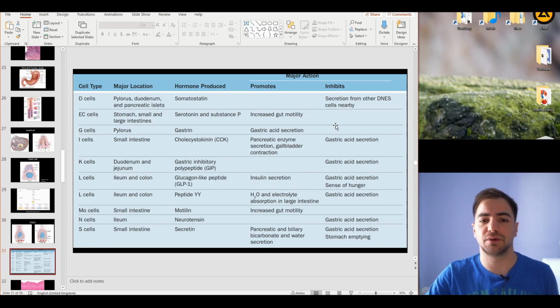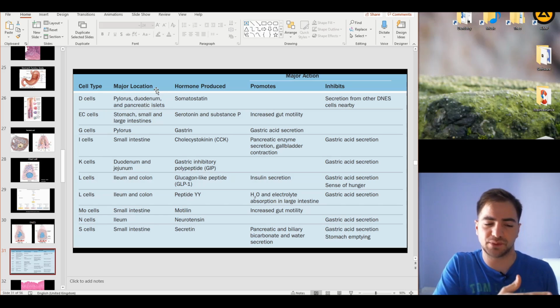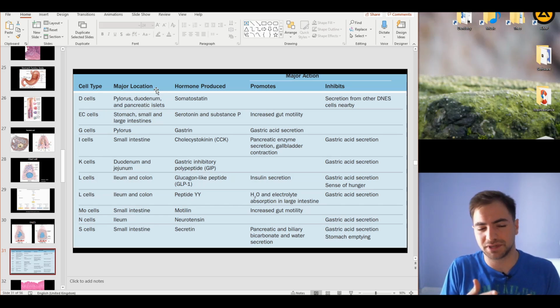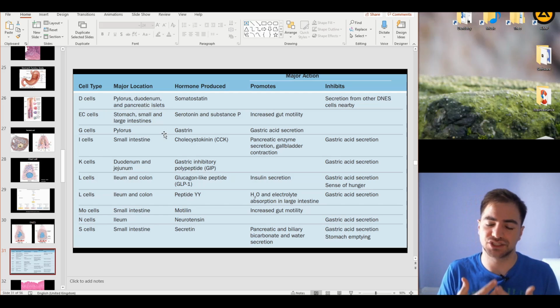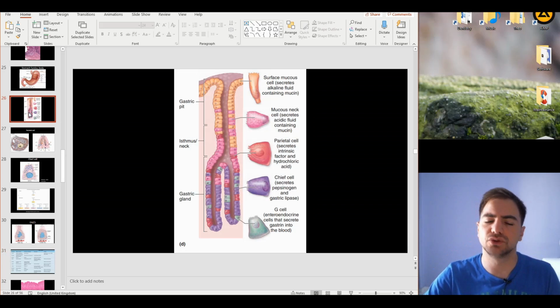This is an example of how many cells can be classified as DNES. This is, of course, a table from Junqueira, and you can see the many different types of cells. Typically, the cells are named with a specific capital letter, and this capital letter is typically taken from the hormone that they produce. Specifically, the G cell produces gastrin. Gastrin is a hormone that induces gastric acid secretion, and it also has a trophic effect on the gastric mucosa. You'll see way more of these G cells along the line.